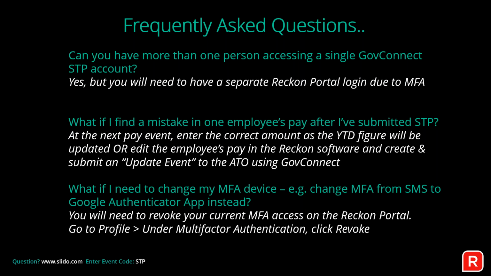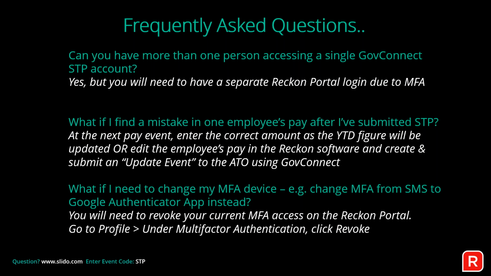Next question, what if I find a mistake in one employee's pay after I submitted STP? What you can do is go into the Reckon software, update that employee's pay, and then create and submit an update event to the ATO using GovConnect.